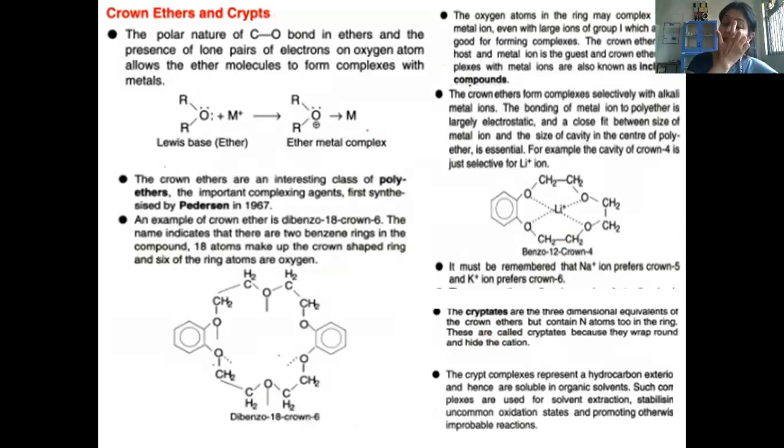Now we know that in ethers, the oxygen atom has a lone pair of electrons, so it can donate that lone pair. That is why it acts as a Lewis base. And the metal ion is electron deficient, so there will be an ether-metal complex. This is the principle why this cavity and this host and guest relationship is formed. Okay, so you can just go through it.